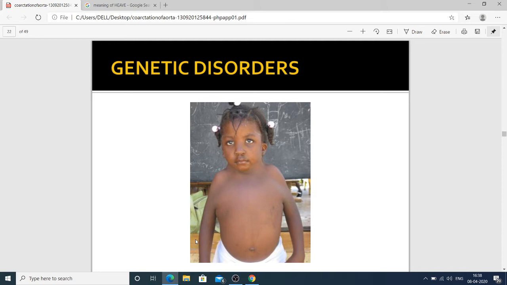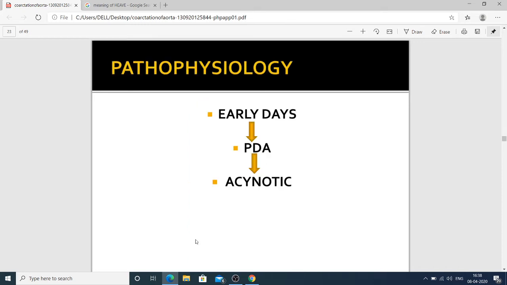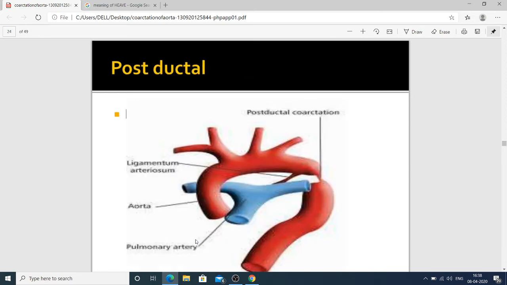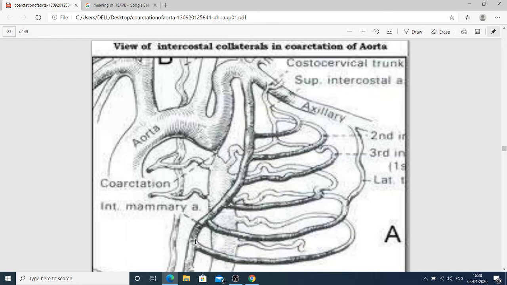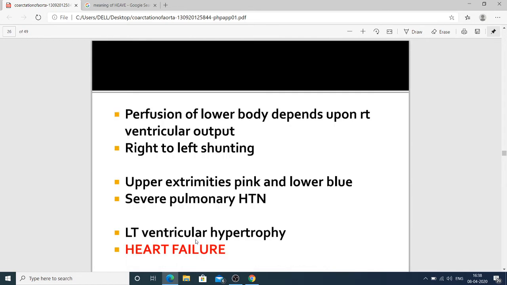Then it is a genetic disorder, it runs in families. Then the next is, in early days this disorder is acyanotic, meaning no blue discoloration is there. Then perfusion of the lower body depends upon right ventricle output.